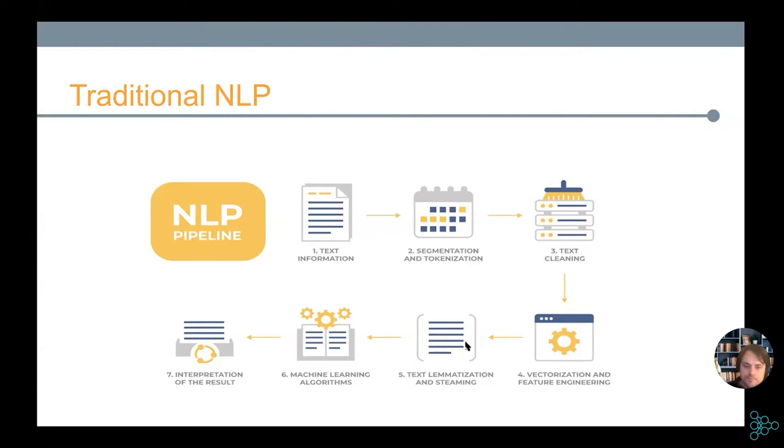Then after you have a clean representation of your words into vectors, you can do some machine learning. So you can use a logistic regression to determine if an email is spam or not. And finally, you can interpret the results and see if you are achieving what you are planning to achieve.